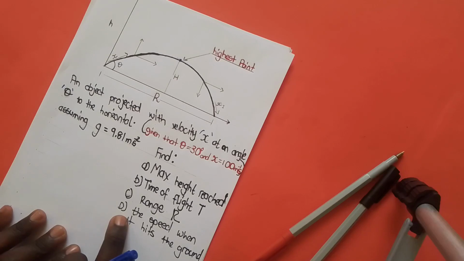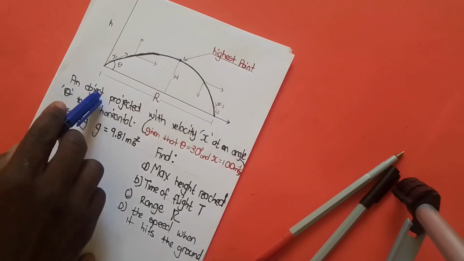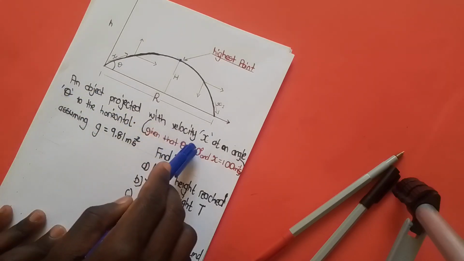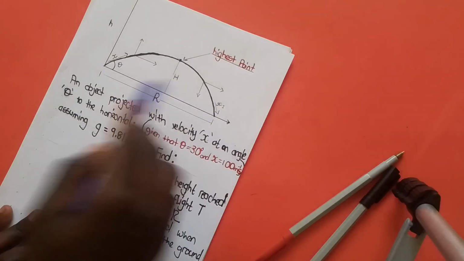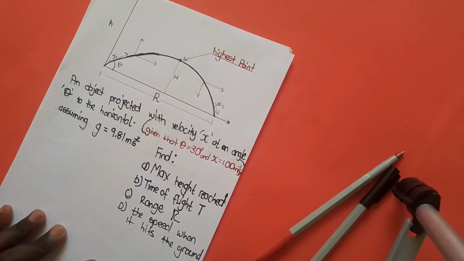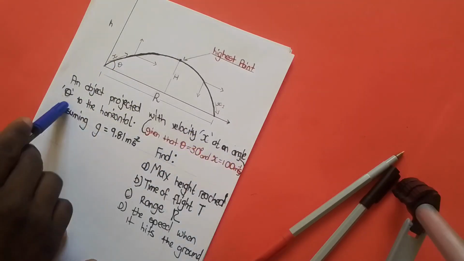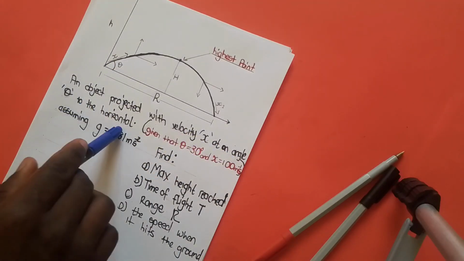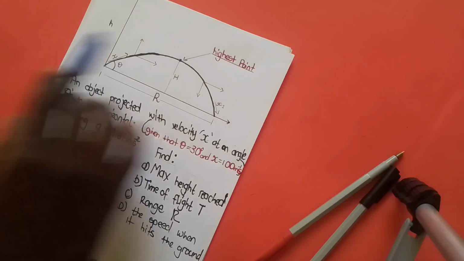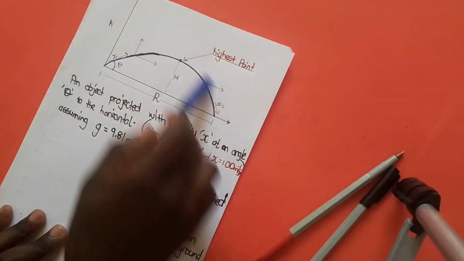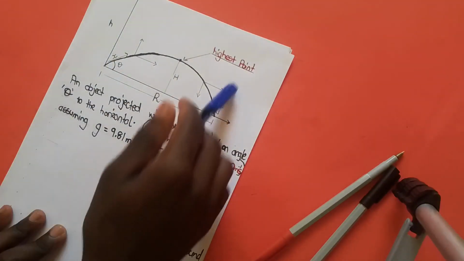The question is saying that an object is projected with velocity x. We can see from the diagram that the object is projected with a velocity x at an angle theta to the horizontal. So this is the projection, and we're going to do some calculations here.